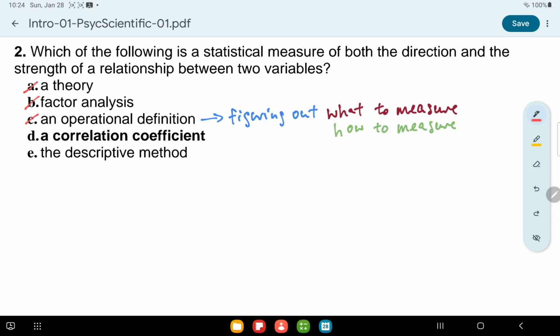Now, take a look at option E, the descriptive method. The descriptive method, not the best answer. And here is why. According to the level of constraints, we know that there are three kinds of research that differ along the lines of constraints: descriptive, correlational, as well as experimental.